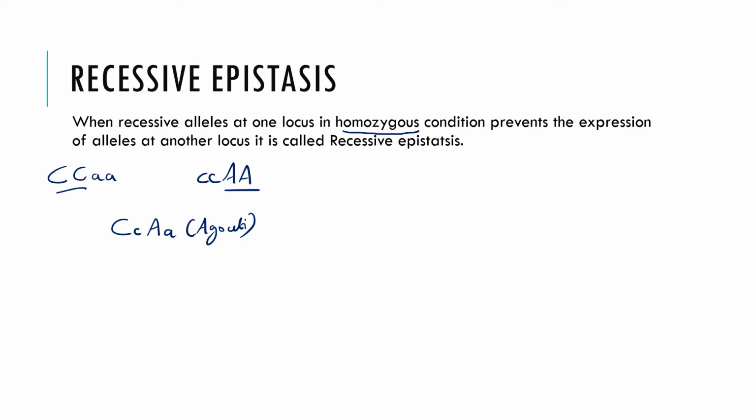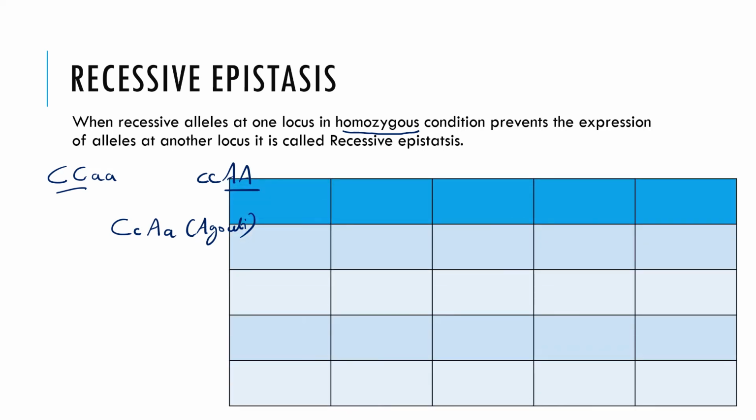So if we mate the F1 generation and go for the F2 generation, a self cross of the agouti mouse with an agouti mouse, what type of gametes will we get? CcAa gives us capital C capital A, capital C small a, small c capital A, small c small a. Similarly here, CcAa.